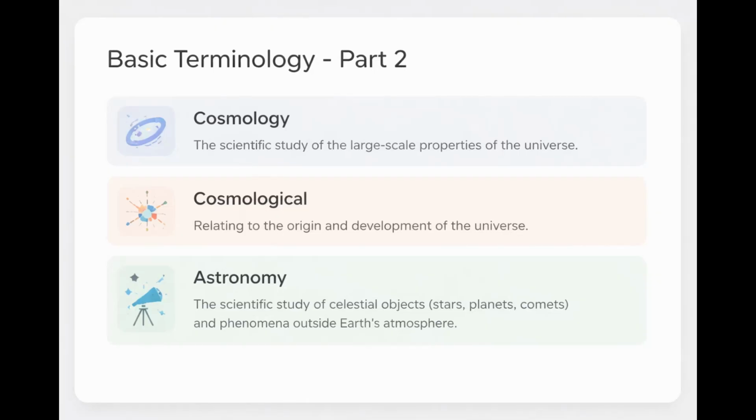Moving on, we have cosmology, which is the scientific study of the universe on a grand scale, looking at its overall properties. When we talk about cosmological events, we are referring to the origin and development of the universe itself. And of course, astronomy is the broader study of specific celestial objects like stars and planets, as well as phenomena that occur outside our Earth's atmosphere.